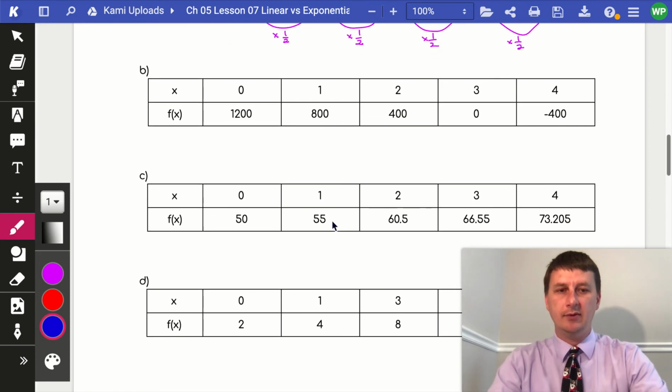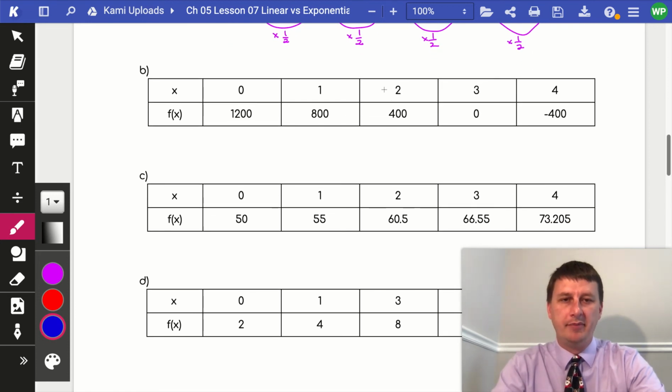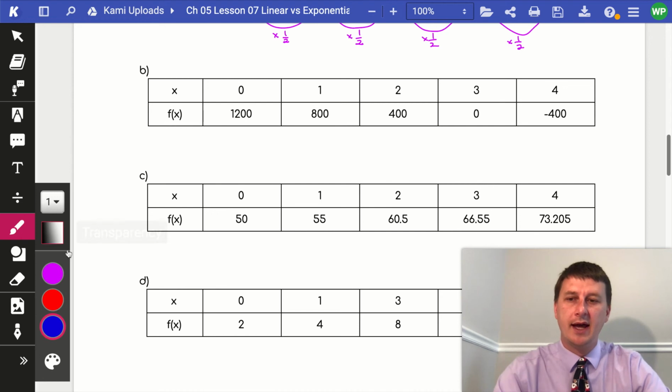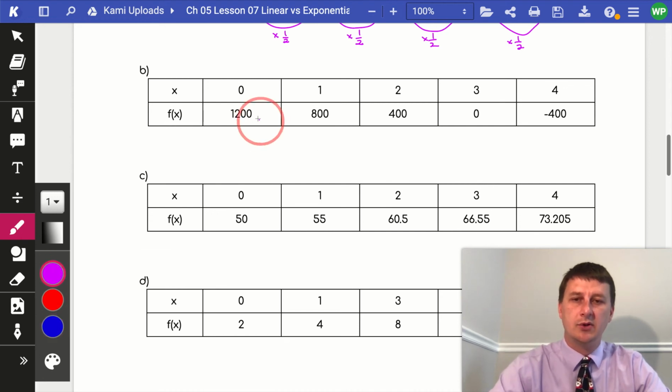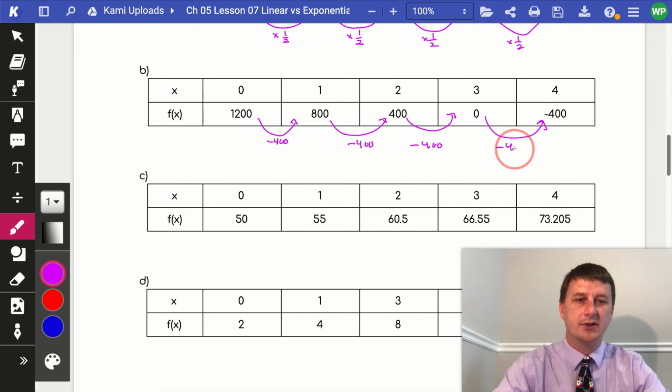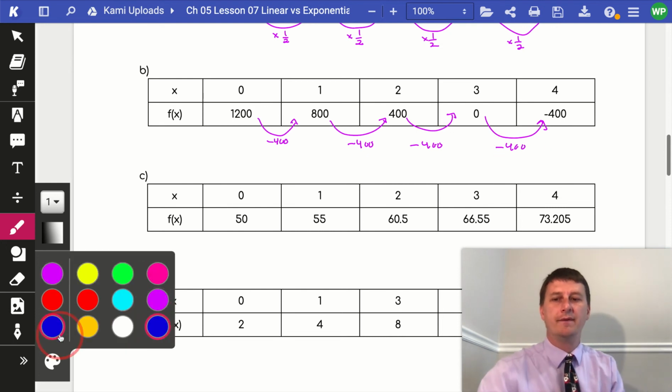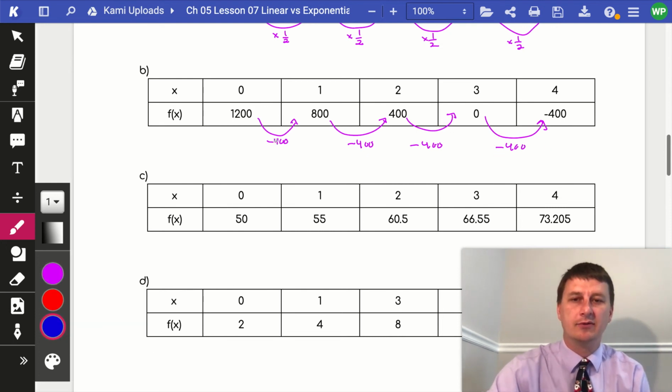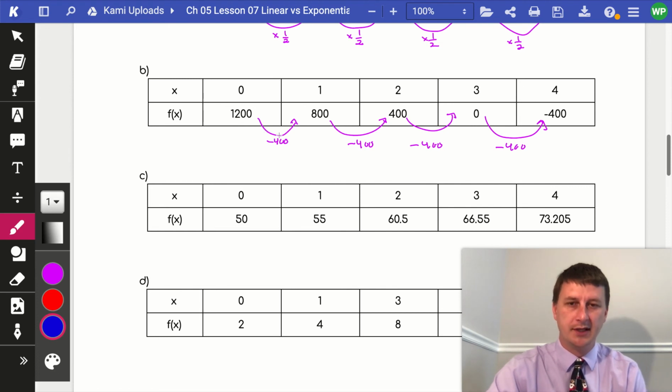Taking a look at part B now, again, we're looking at our x values. They do go up by 1 each time. Okay, so f of x now looks like it has a pattern. Let's figure out what that pattern is. And we go from 1200 to 800. We could subtract 400. 800 to 400, well, that's minus 400 more. 400 to 0, well, that's subtracting 400 again. And 0 to negative 400. So we have a constant rate of subtracting 400 each time. So this is going to be represented by a linear equation because we are subtracting a constant amount every time.